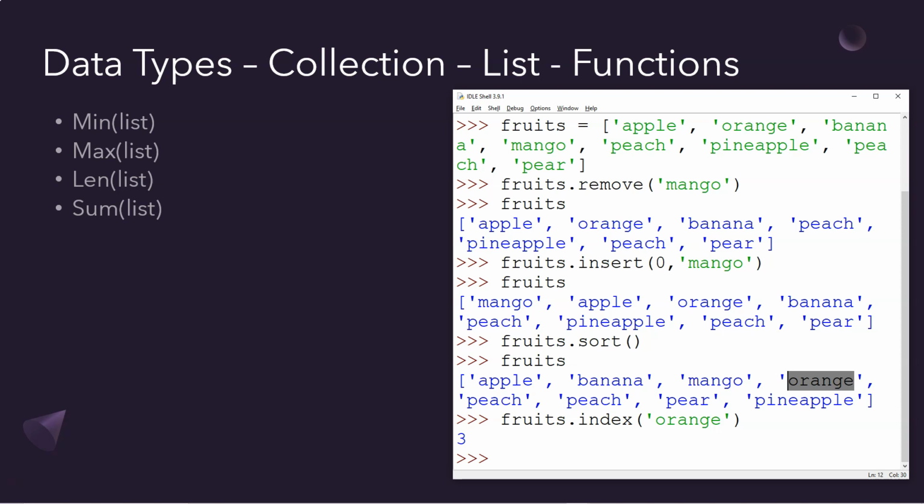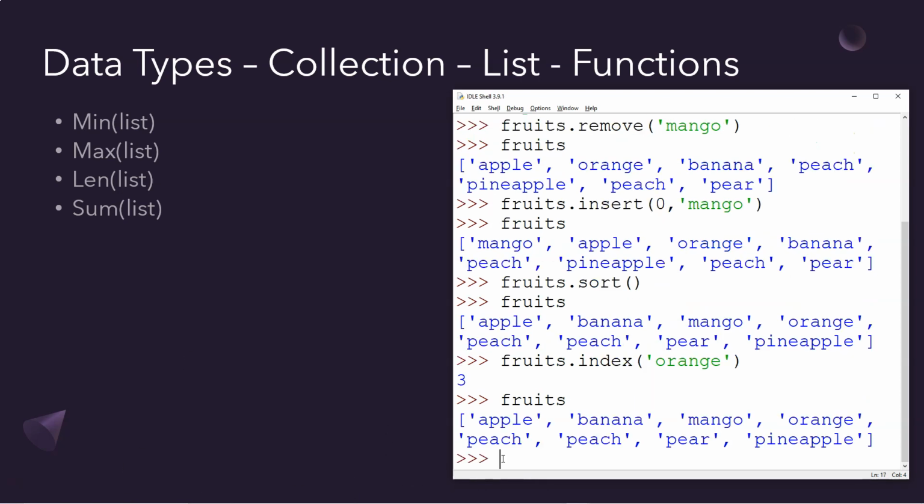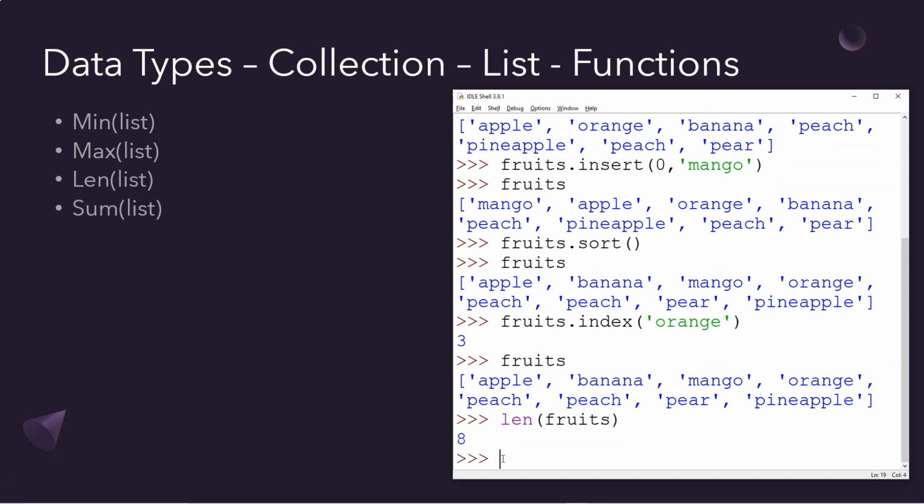So continuing our example, we have this fruits list, which has 8 items, right? Let's say I want to check the length of this list, fruits. It gives me a length of 8. I think min, max and sum will work for a list of integers.